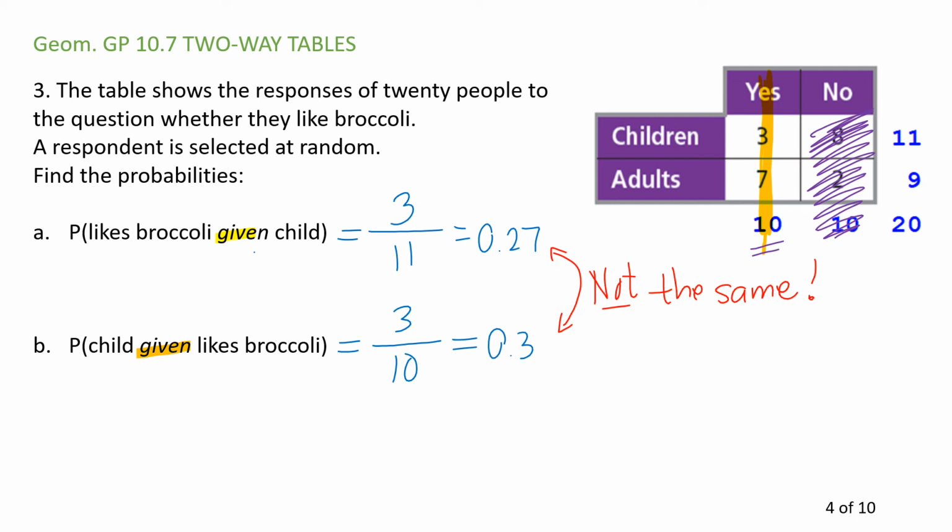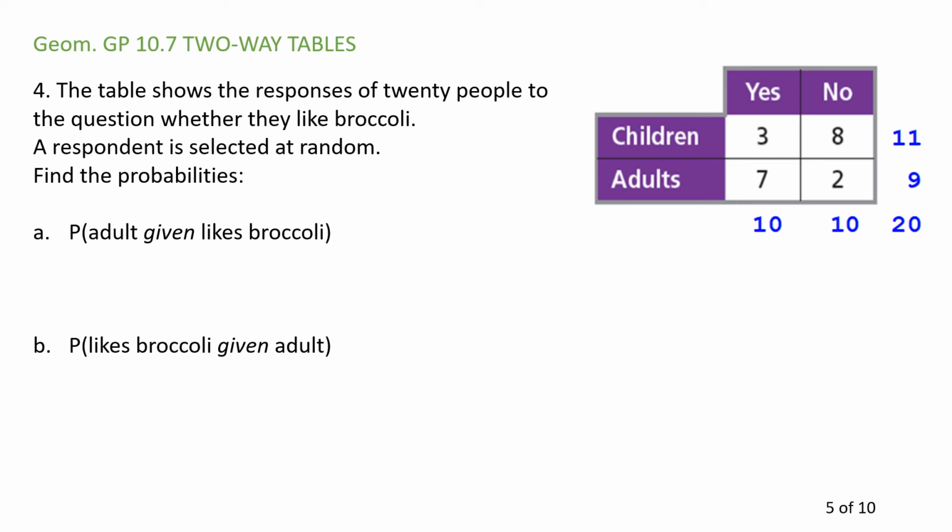So if I'm looking at a given, it just means that I'm talking about a different group of people. How about this last one? It's continuing on. An adult given that the person likes broccoli. So given that a person likes broccoli means I'm only looking at the people who said yes. Among those people who said yes, what percentage were adults? Given that a person likes broccoli, the 10 who said yes, how many of them were adults?